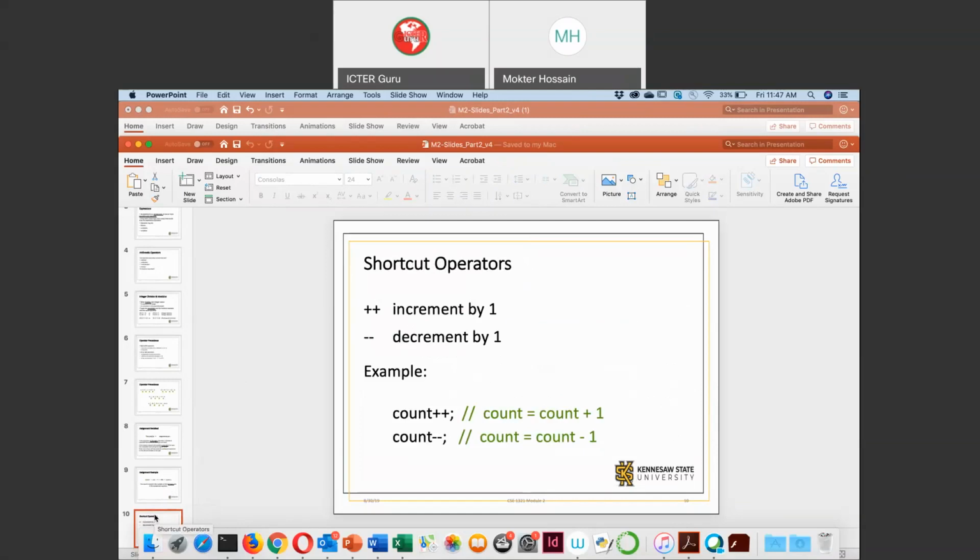Okay, so this is the plus plus operator and the minus minus operator. These are shorthand, called shortcut operators. I'm coming shortly to discuss this.